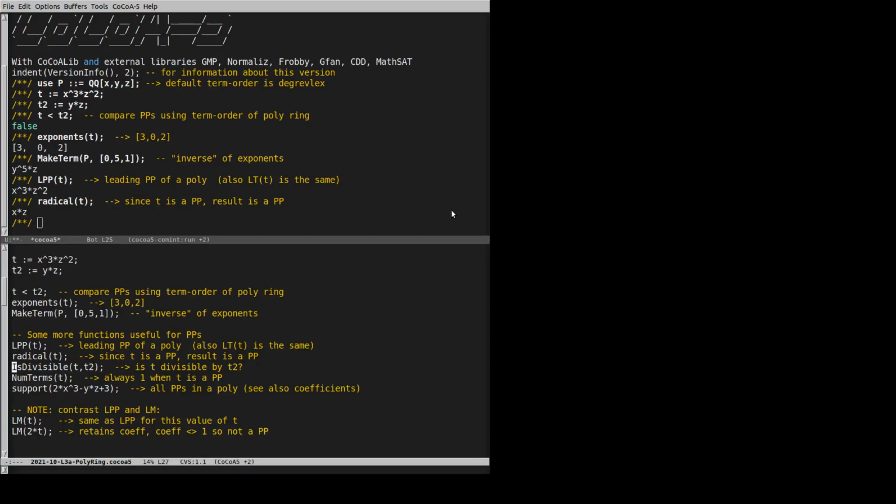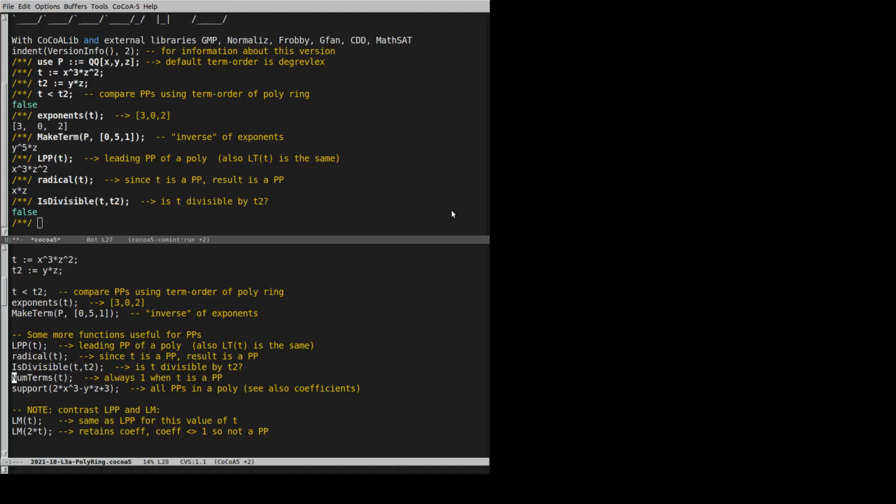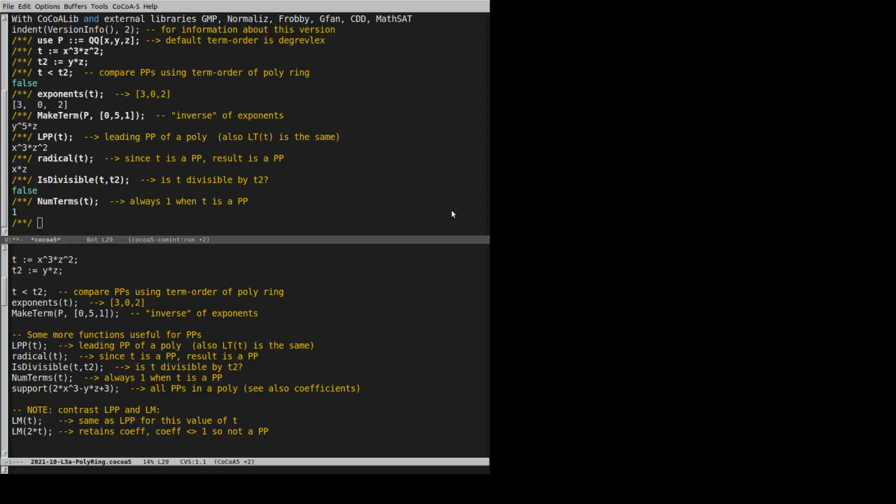Is divisible. I think we can guess what that is. The only thing you have to be slightly careful about is which way round do the arguments work. So this is t divisible by t2? In this case it's not. Well, number of terms, this is one way we can partly recognize where we have a power product. Number of terms is of course 1 because, as I said before, it's actually viewed as a polynomial.